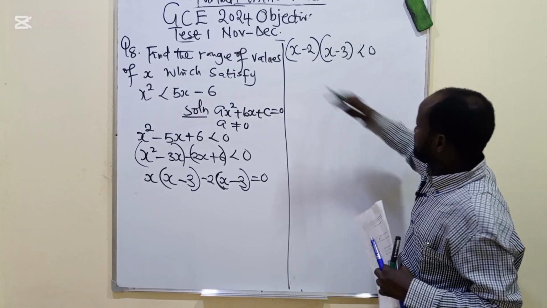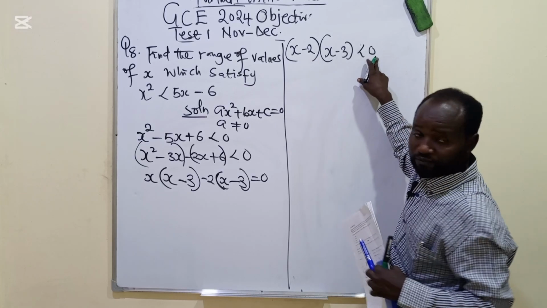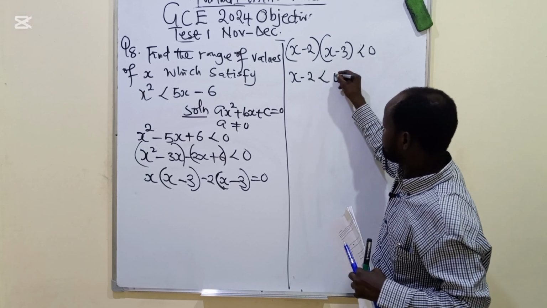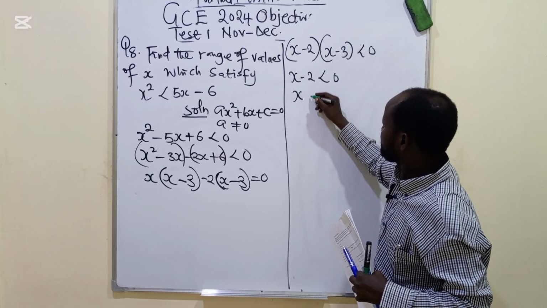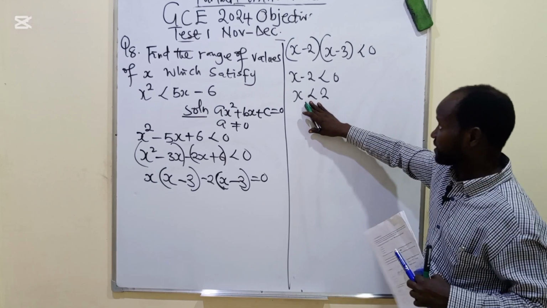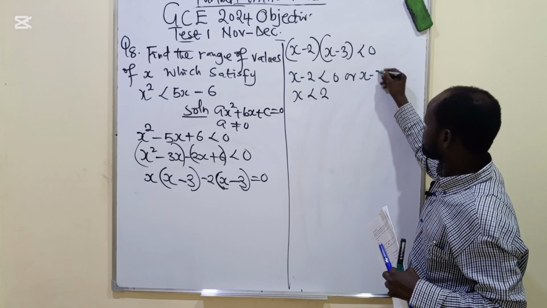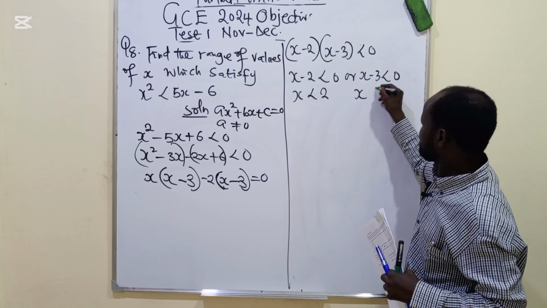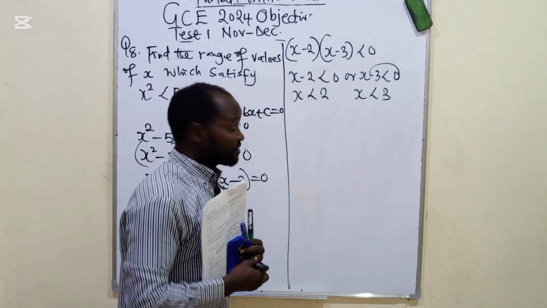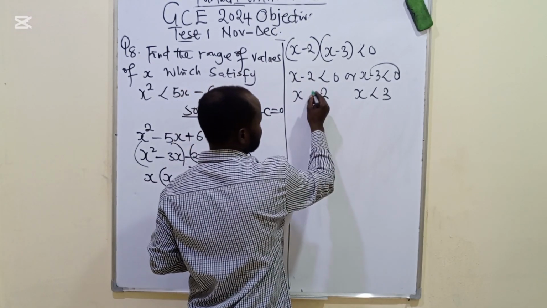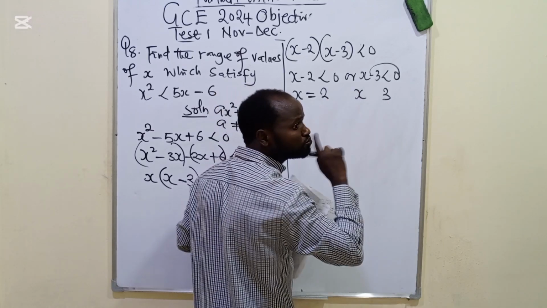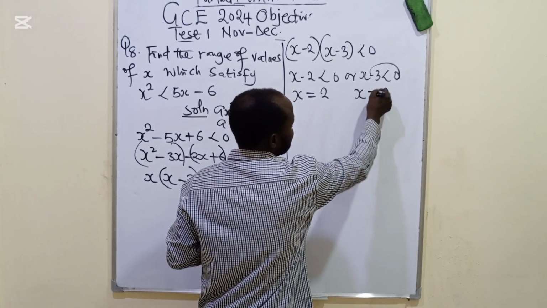Okay, so it means either x minus 2 is less than 0 or x minus 3 is less than 0. So x minus 2 less than 0, it means x will be less than what? We'll bring this to 2. That's the first solution, but this is not the final answer. Or x minus 3 less than 0, x now will be less than 3. If this is an inequality, we'll stop here, because if this is a normal equation, we'll have x as 2, then x as 3.